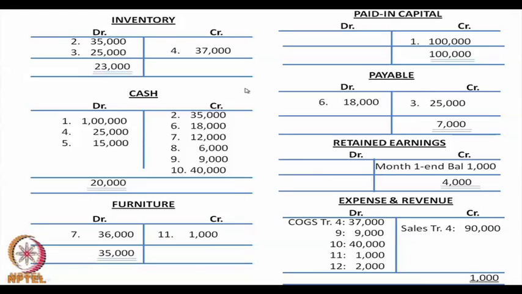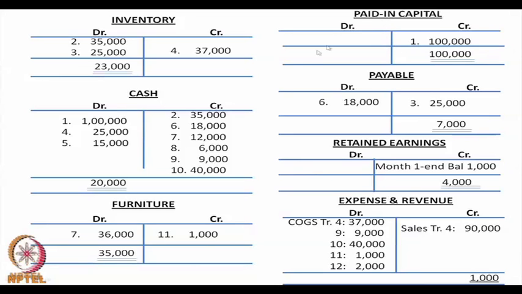Now, these are the entries. These numbers 1, 2, 3, 4, 5, etc., they are the transaction numbers. Now, the first transaction was that the entrepreneur, out of his own money, made an investment of rupees 100,000. So, that was in the form of cash.